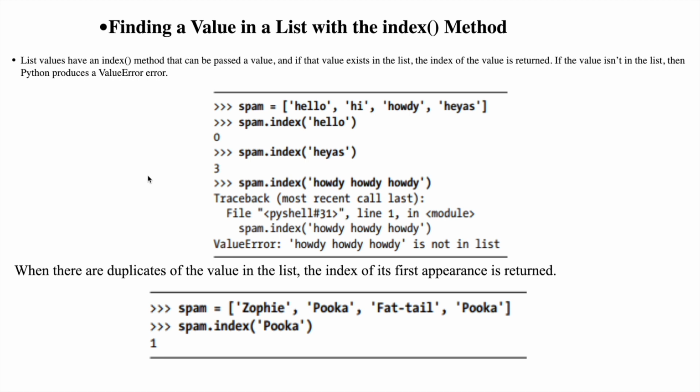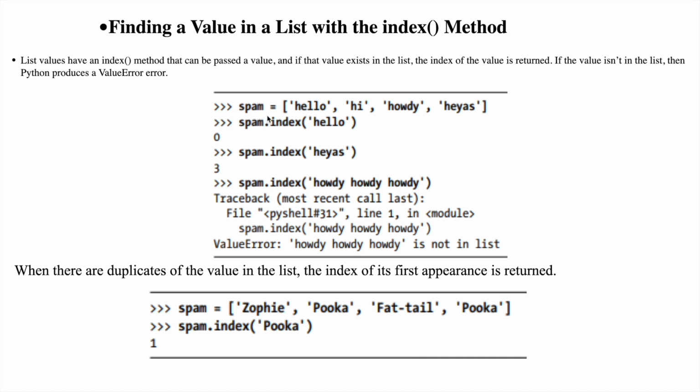The first list method is the index method. If you want to find any specific value that is present in the list, you can do that using the index method. If the value exists in the list, the index of the value is returned. If the value is not there in the list, it produces an error. See this example. This is a list. The list name is spam. It contains some strings like hello, hi, howdy, hey, yes. These are the items that are present in the list.